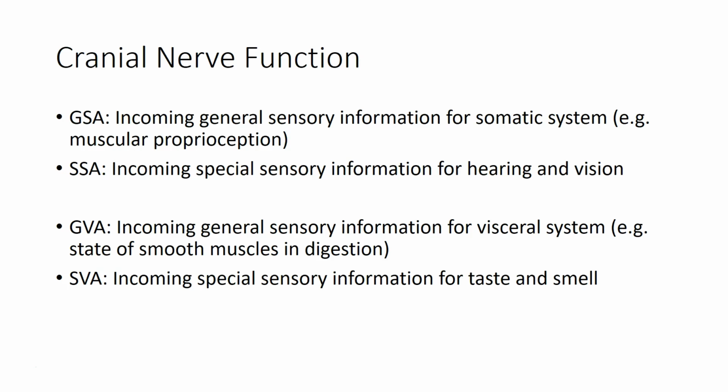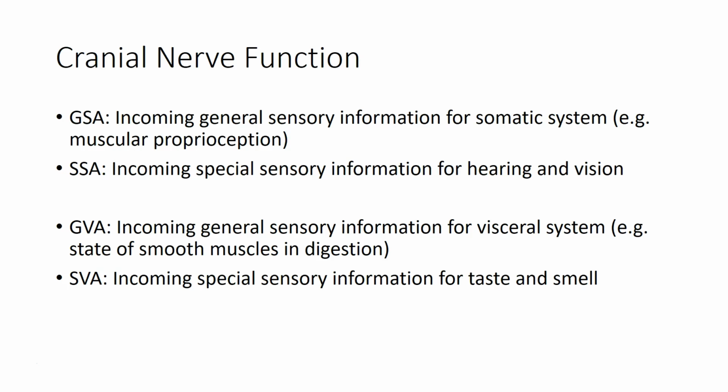General somatic afferents would be incoming sensory information for the somatic system, like muscular proprioception. Special somatic afferents would be incoming information for our special senses of hearing and vision, which are kind of related to our somatic system, things we can look at and focus our hearing on.